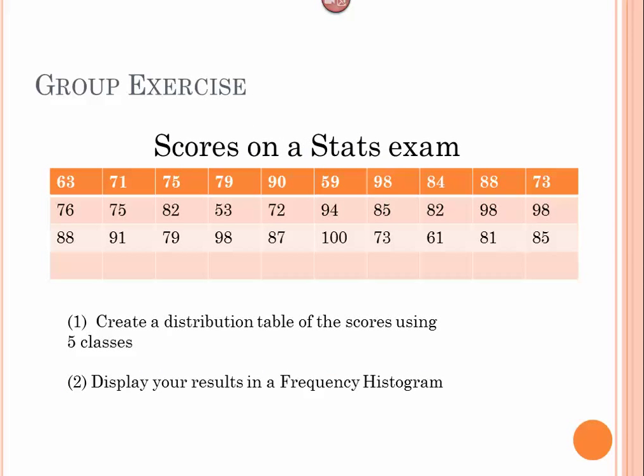All right, so here's an activity for you to practice. Create a distribution table of these scores using 5 classes, and then display your results in a frequency histogram. You may want to hit pause and go ahead and do that.